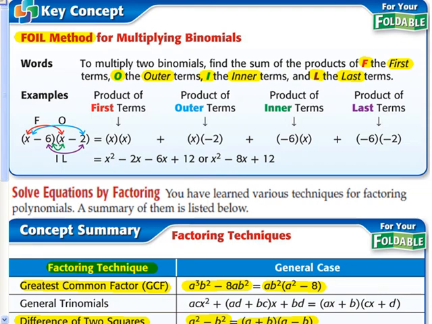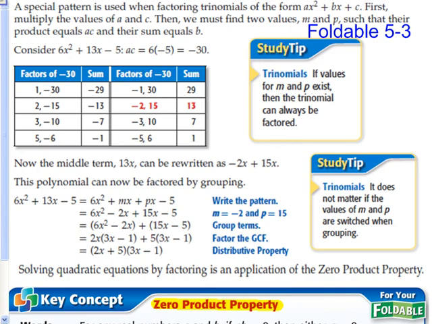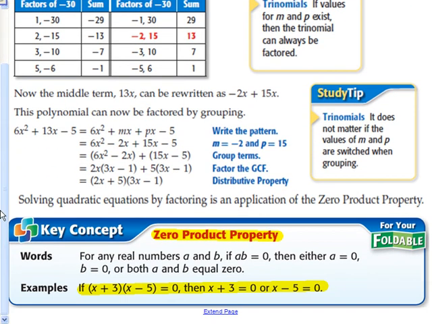And we'll be reviewing the FOIL method and different factoring techniques. And then the last thing you need is a zero product property.